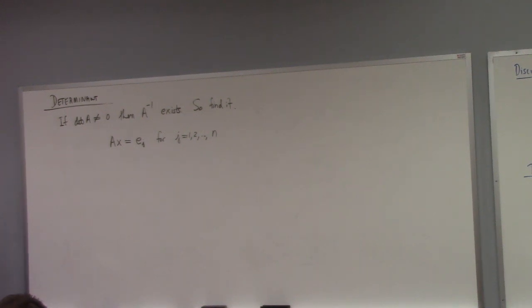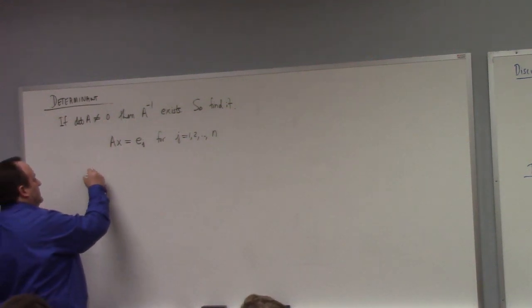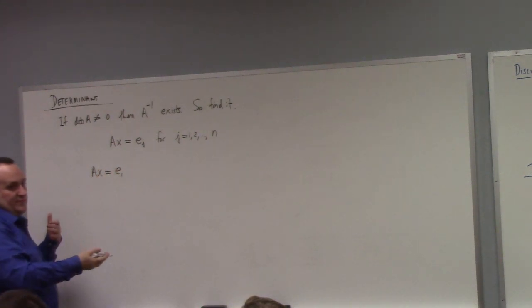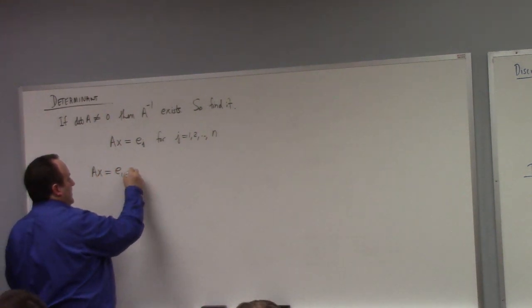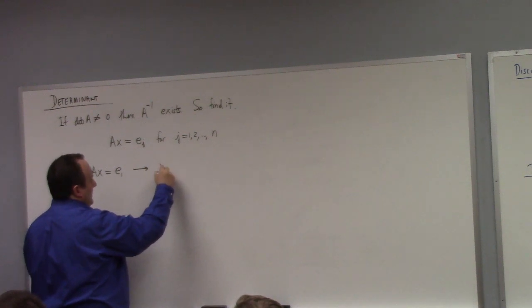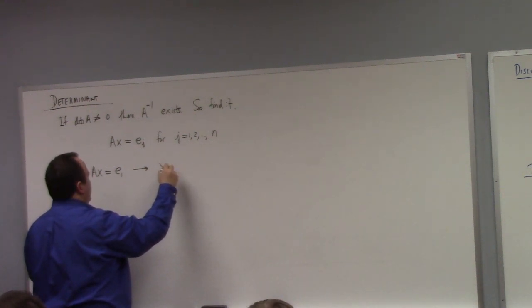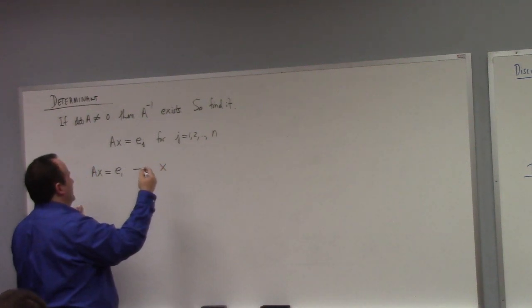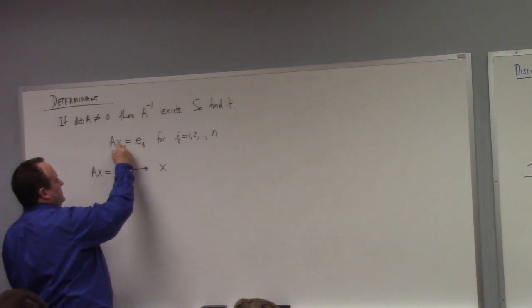You could solve these one at a time using Cramer's rule, right? For example, to solve AX equals E1, how would we solve that? We'd have what? X is equal to what? We'd have X sub, I need a notation for this. Let me call this X sub j.